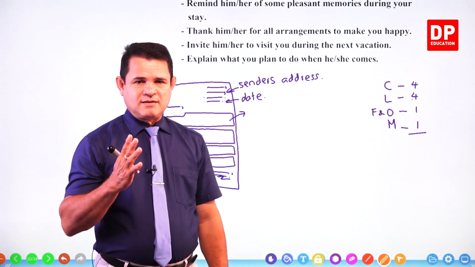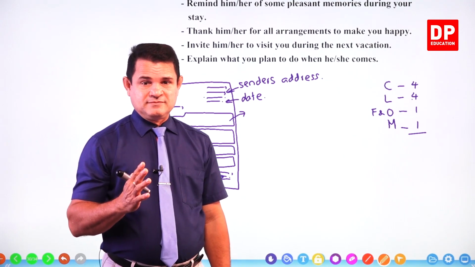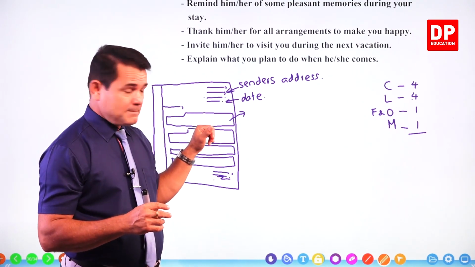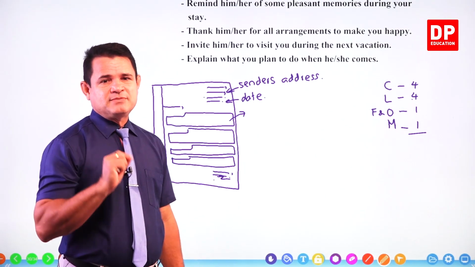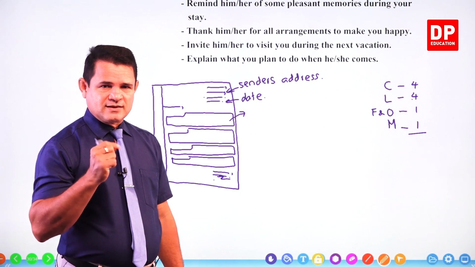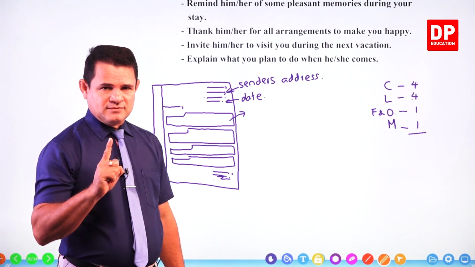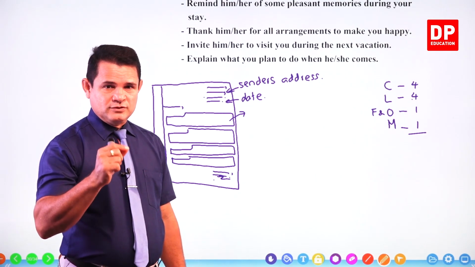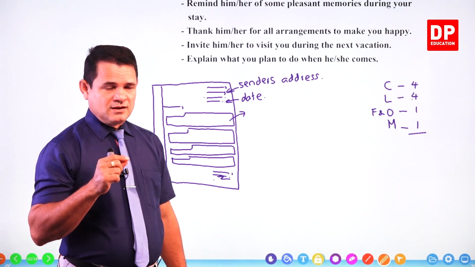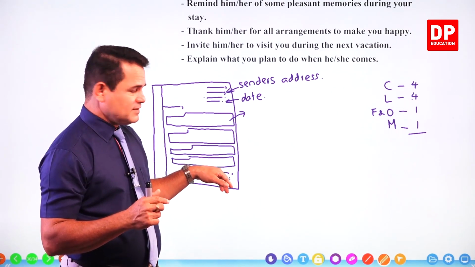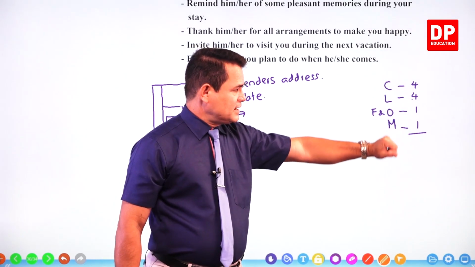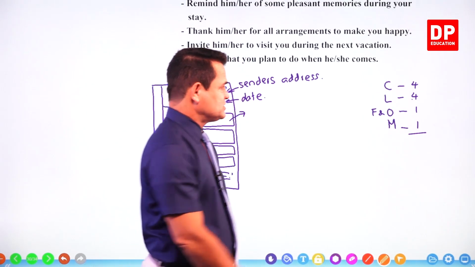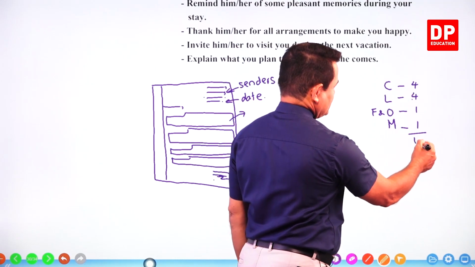Then mechanics of writing means spelling and capital letters, especially when you write a name, and when you start a sentence you should start with a capital letter. Also apostrophes, full stops, question marks. If those are correct, you get that mark. So this is how the marks come.